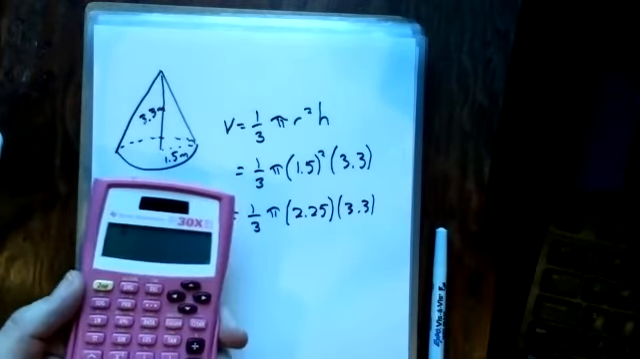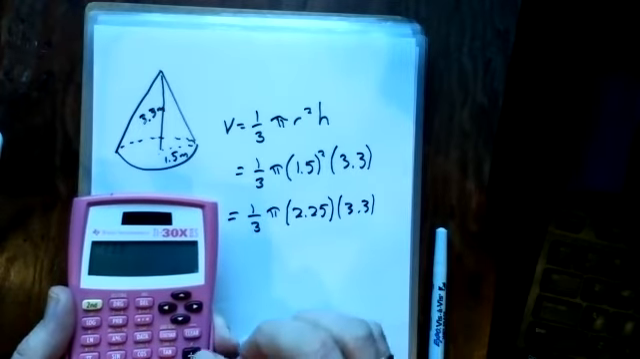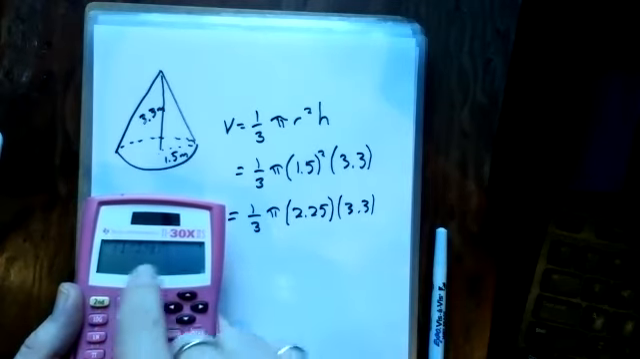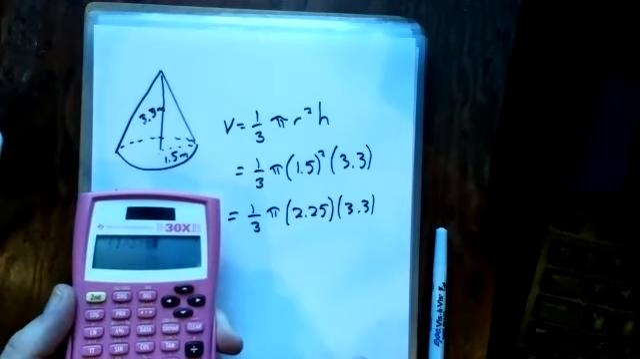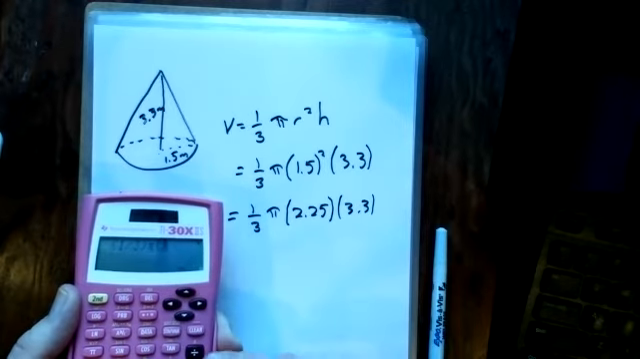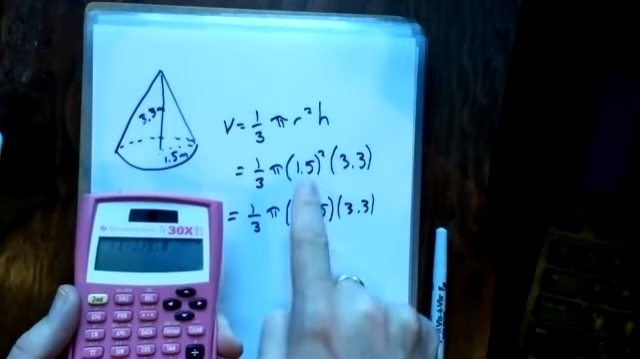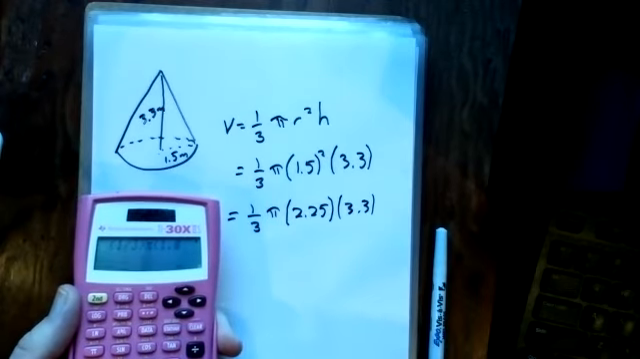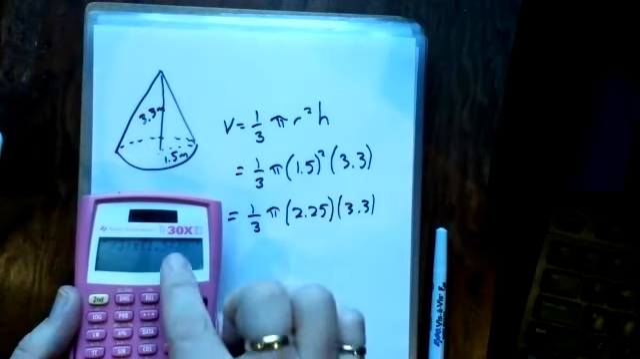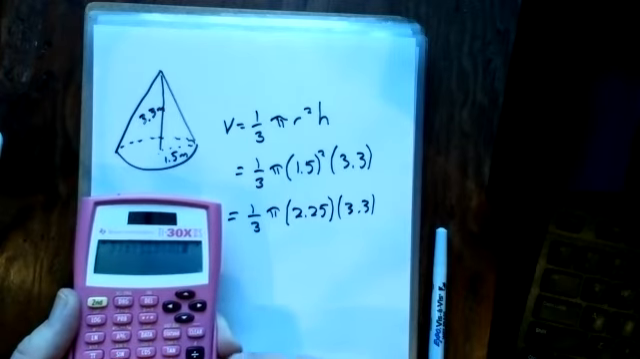And again, if I were just plugging that into a calculator, 1/3 times pi, I'm going to use our pi value here. That's a bit more accurate than our 3.14. Times. Now, if you're entering this on a calculator, make sure that exponent is only on that 1.5. So I would put that in here and then square it there. That way it's only squaring that 1.5 value and nothing else. Then times our 3.3.